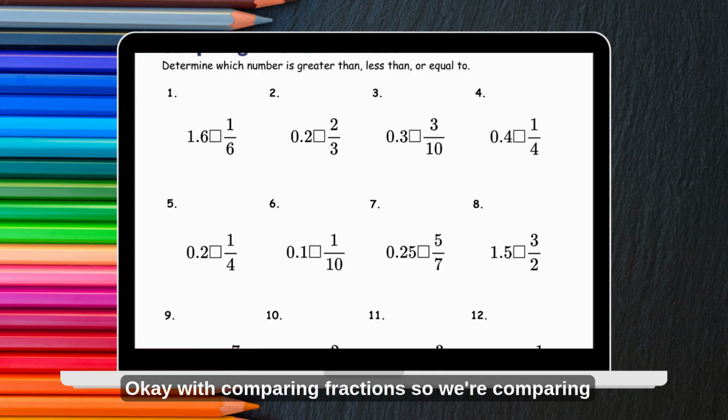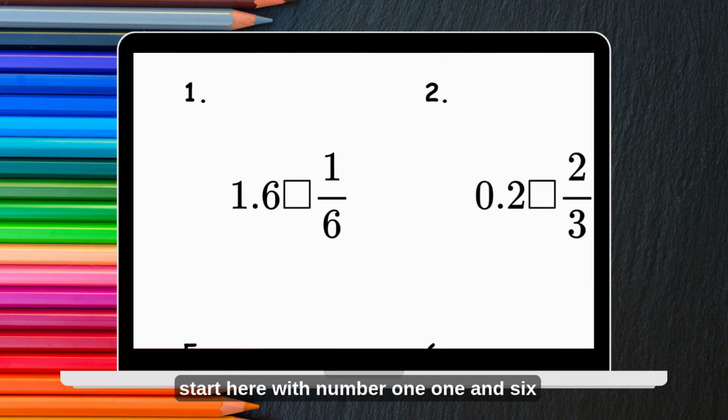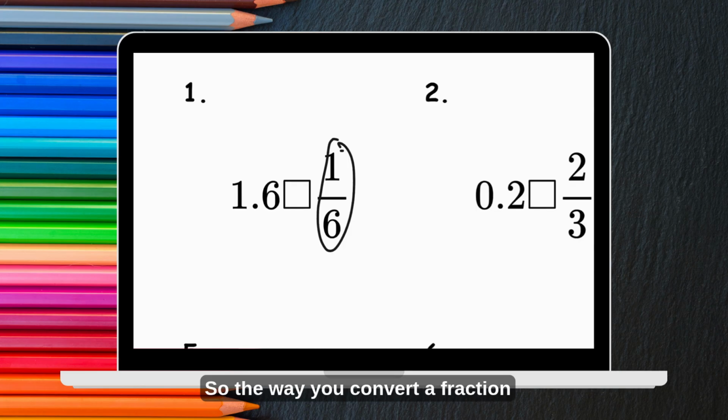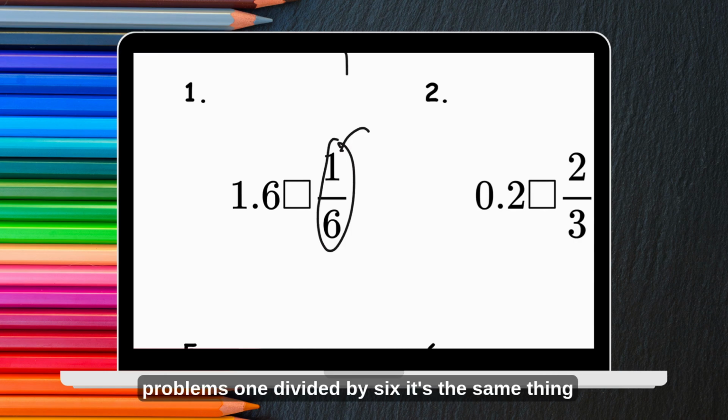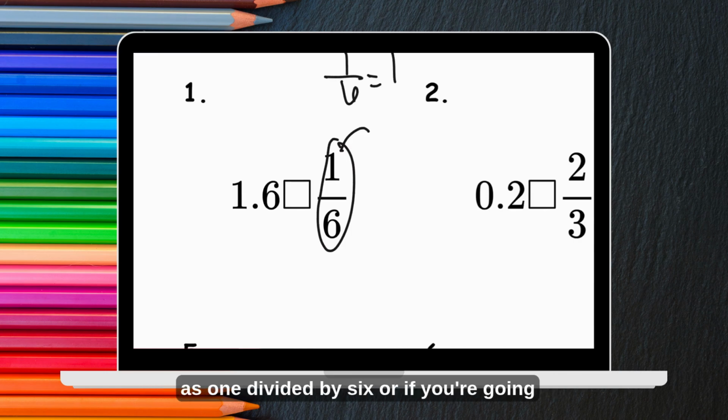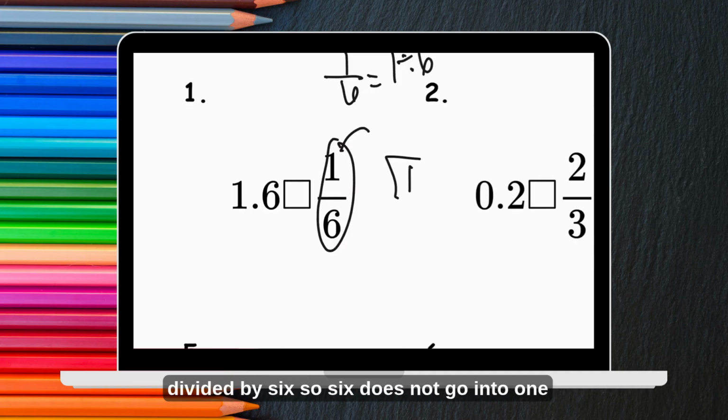Okay, we're comparing fractions and decimals, and we're going to determine if it's greater than, less than, or equal to. We're going to start here with number 1, 1.6 compared to 1/6. You either want to rewrite them both in the form of a fraction or convert them both to decimals. The way you convert a fraction into a decimal is all fractions are division problems. 1/6 is the same thing as 1 divided by 6, so let's do long division, 1 divided by 6.